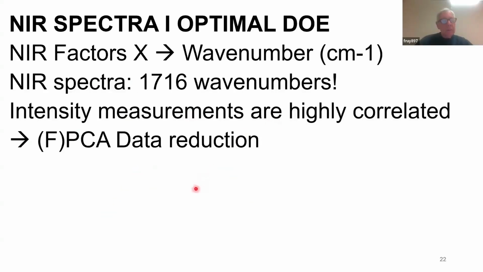So how to do this? Our input factors now will be the wave numbers. There are more than 1,700 wave numbers. We cannot, of course, model this. So what we need to do first is a data reduction by principal component analysis and functional principal component analysis. I will come back to that. So we can model the purity as a function of those principal components and functional principal components.